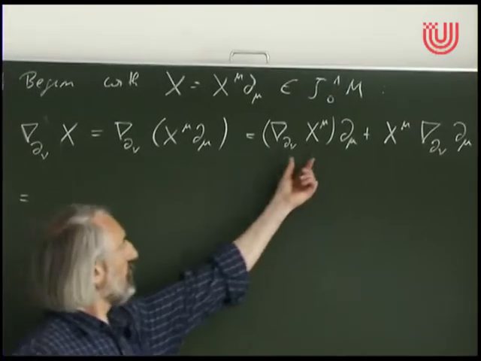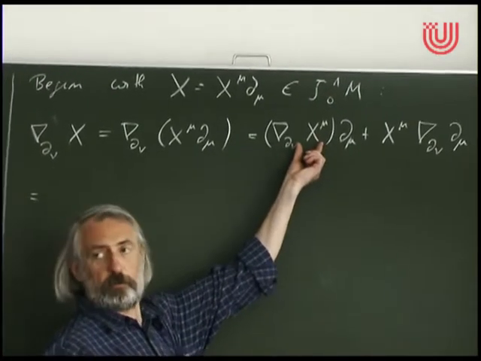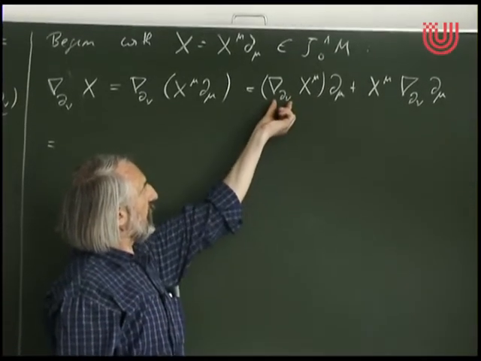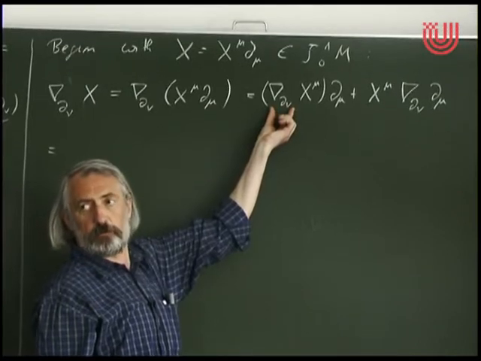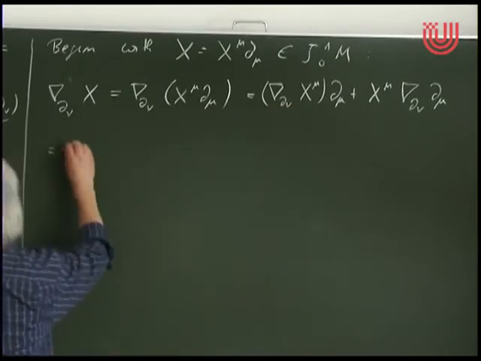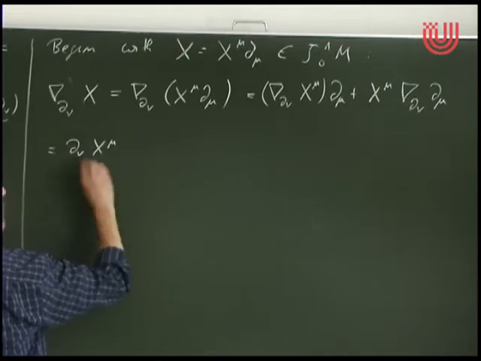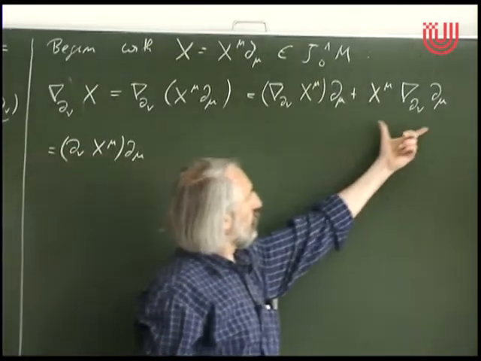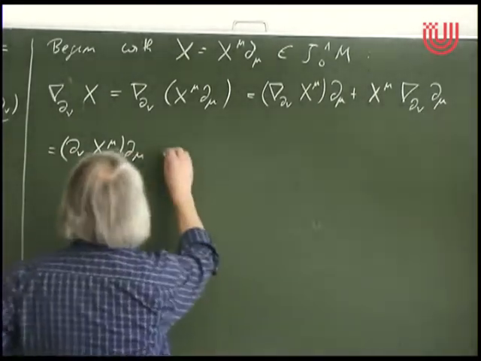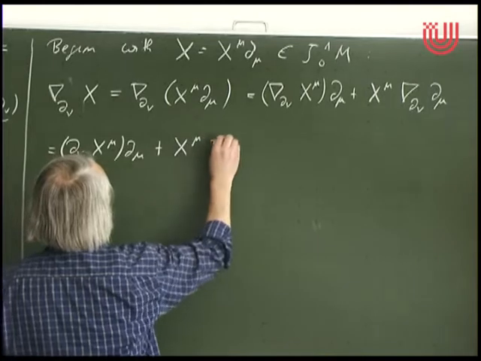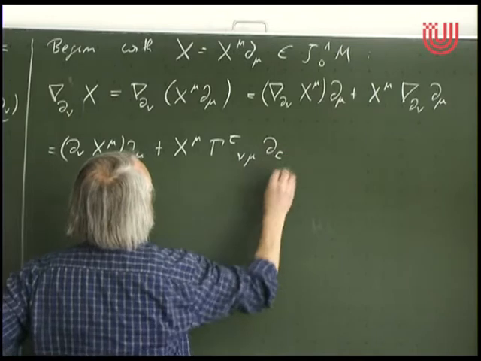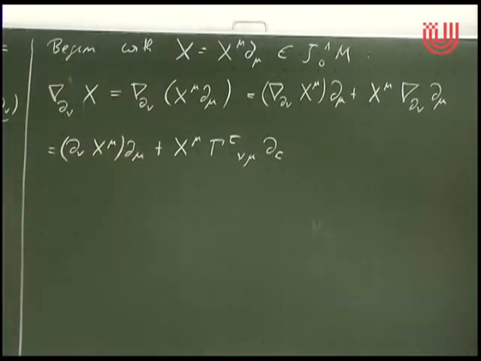So the coefficients are just functions. They are scalar valued. So a covariant derivative acting on a function is the same as just the ordinary derivation acting on this function. So this is just ∂_μ X^μ ∂_μ. And here, of course, we get the gammas. This can be expressed in terms of the gammas: X^μ Γ^τ_μν ∂_τ. So the second term just uses the definition of the gammas.